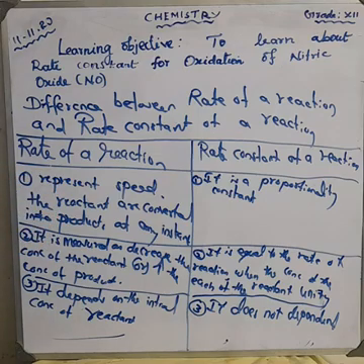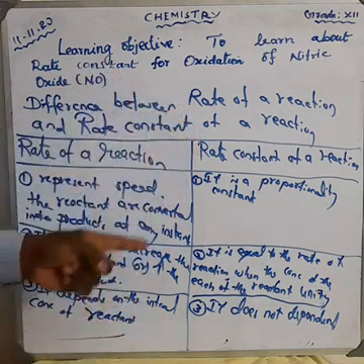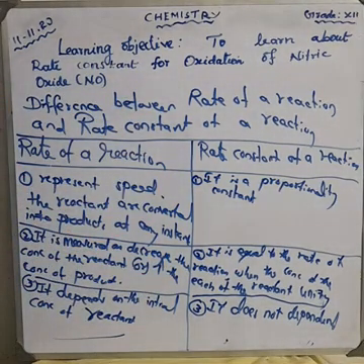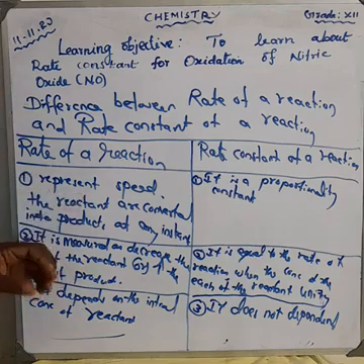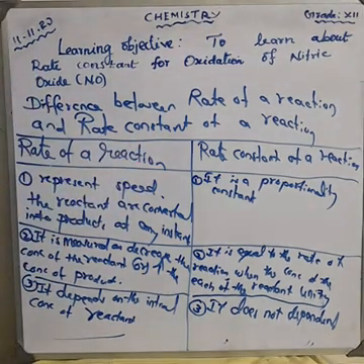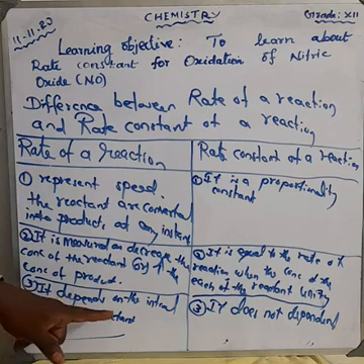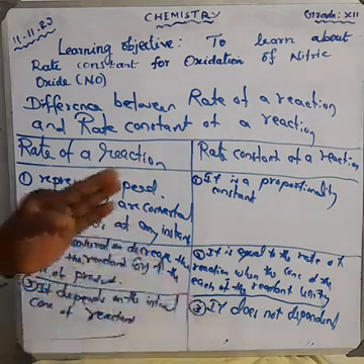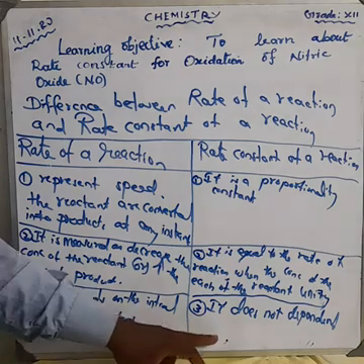And what about the rate constant? Second point: it is equal to the rate of the reaction when the concentration of each of the reactant is unity. What is the third point? The rate of the reaction depends on the initial concentration of the reactant. Here the rate constant does not depend on the initial concentration of the reactant.